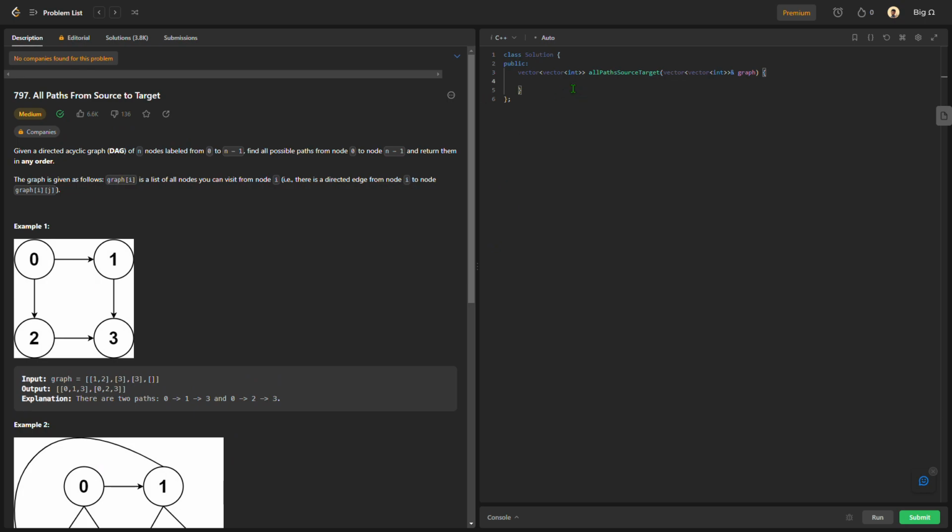We need to store a vector of vector, that we know. So I need to create a vector of vector int called resultant. I would also be creating a temporary vector therein, let me name it temp. Now I need to call my answer function.